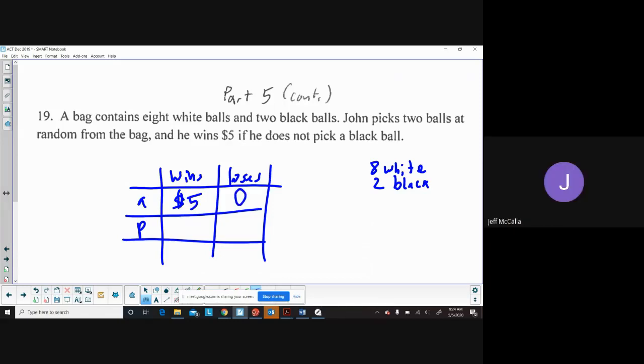He just loses nothing. So this looks like a fun game to play. I mean, you can only win, you can't lose. So that occasionally happens. It's not very common.